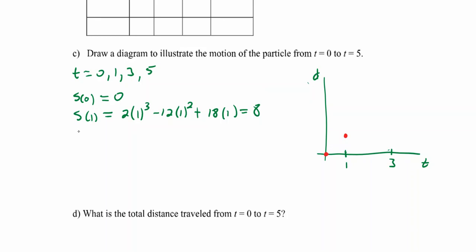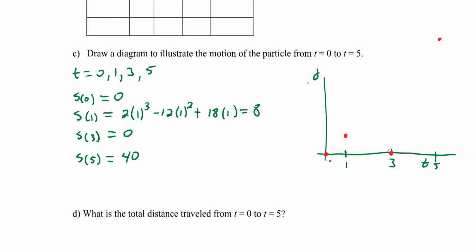And then we'll throw in s of 3, and that comes out as 0. So at 3 seconds it comes out as 0. And then s of 5 comes out at 40. All right. So 5, I didn't write it on there. Okay, so 40, so it'd be way up here. Higher, but good enough.